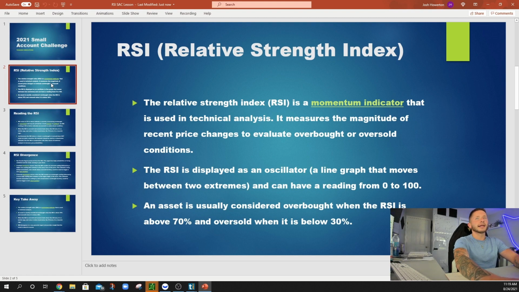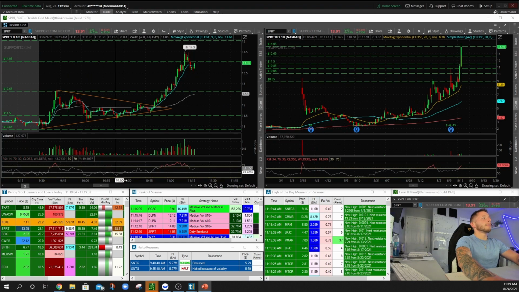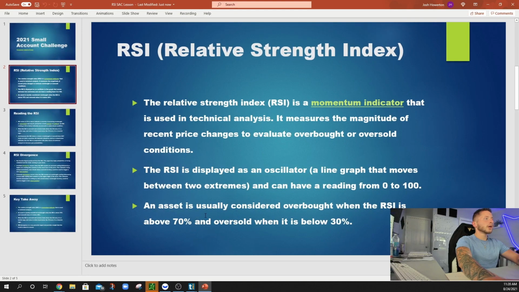So the RSI stands for the Relative Strength Index. The Relative Strength Index, the RSI, is a momentum indicator that is used in technical analysis. It measures the magnitude of recent price changes to evaluate overbought or oversold conditions. The RSI is displayed as an oscillator, right? This is an oscillator where it oscillates up and down, up and down. So again, it uses a line graph that moves between two extremes.